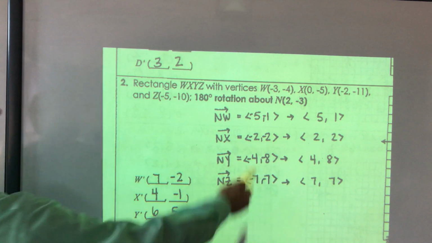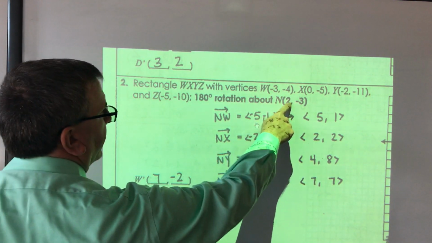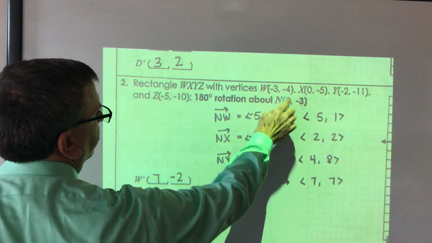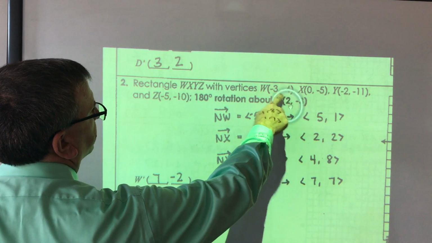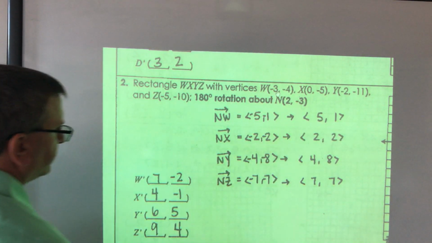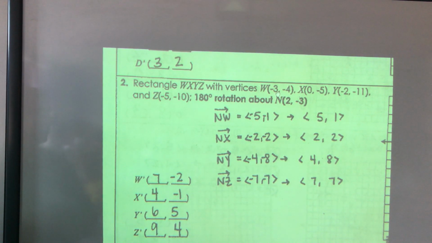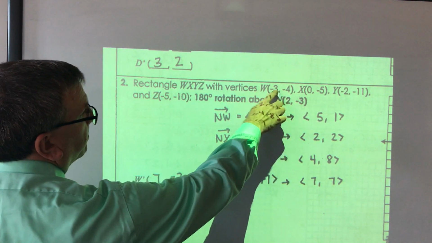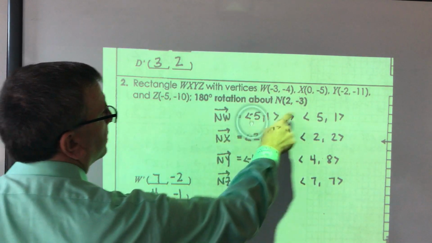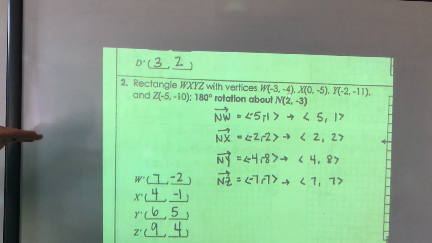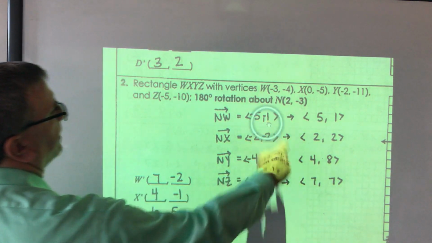So, I make my vector from this to this. Now we've got some negatives thrown in here, so we really got to think. When I move across the x-axis from 2 to -3, do I move to the right or to the left? To the left. So I move to the left, how many spots? 5. So -5. From -3 to -4, did I go up the graph or down? Down. So that's going to be -5, -1.